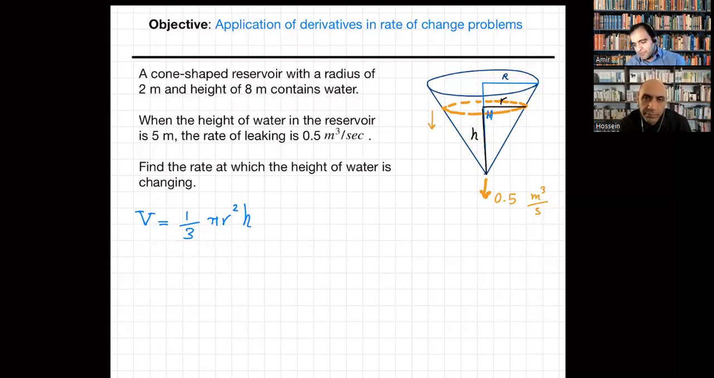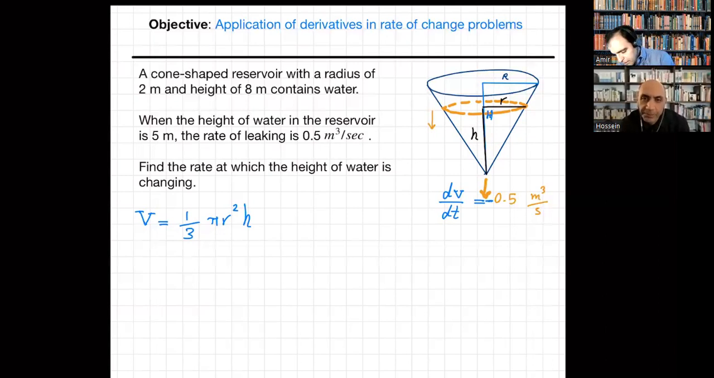I need to have dV over dt because we have a leakage there. But before that, the 0.5 that you wrote over there is dV over dt. And since it's going out of the reservoir, it's going to be negative. That's correct. Yeah, that's what I was thinking.